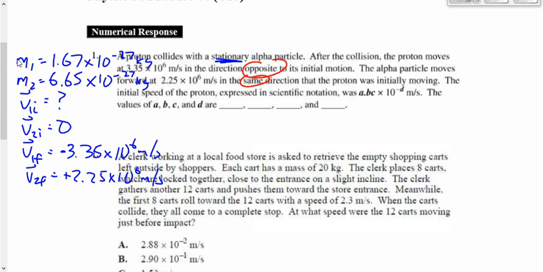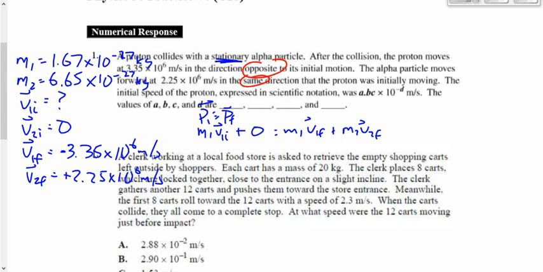Say PI is equal to PF. We say M1 V1I plus what? M1 V1I plus nothing, right? Nothing, 0. In fact, we can leave that term out completely if we want because its value is 0. Equals, they don't stick together, so we're going to say M1 V1F plus M2 V2F. Masses cancel here? No, because they're not the same, right?